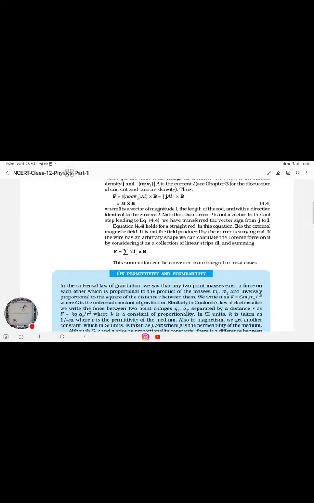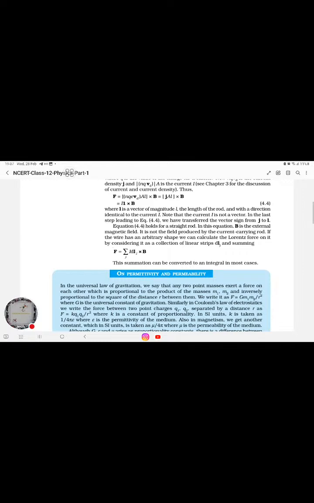In that last step leading to equation 4.4, we have transferred the vector sign from J to L. This is the equation for a straight rod. In this equation, B is the external magnetic field. It is not the field produced by the current carrying rod.